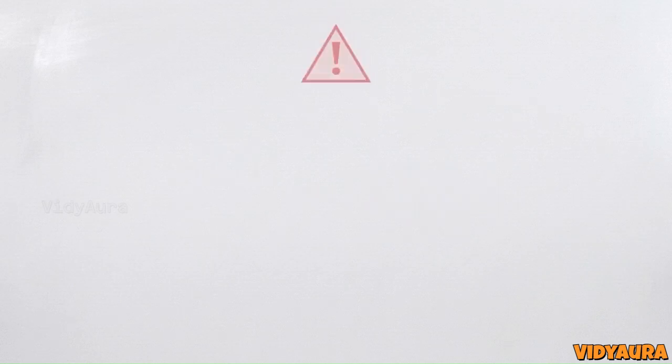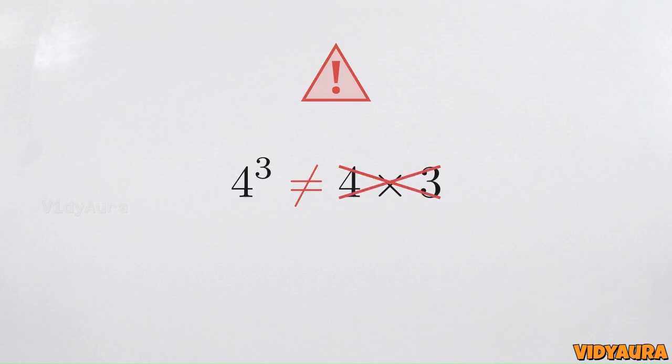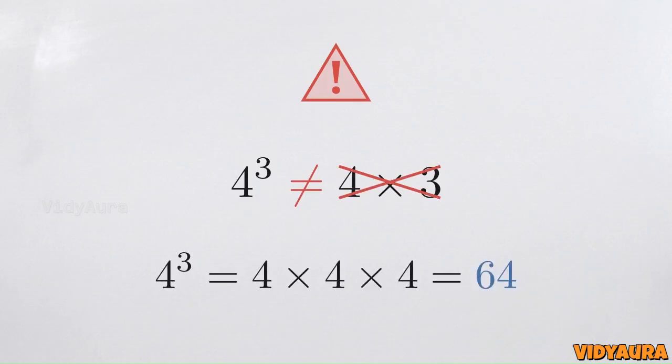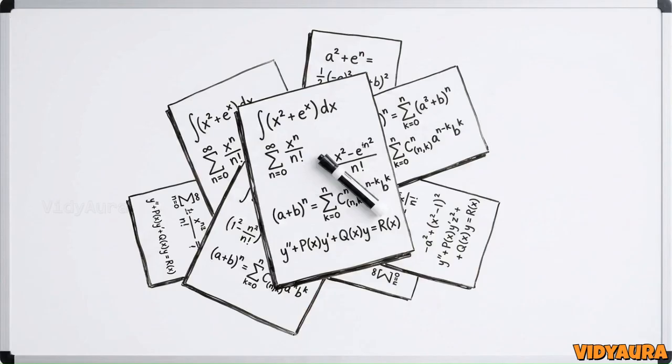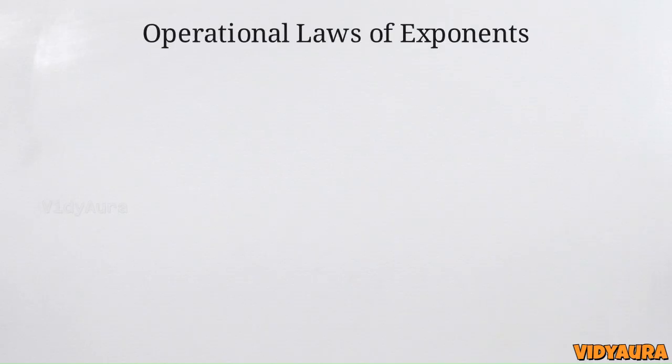There is a common trap here. 4 to the power of 3 is not 4 times 3. It is 4 multiplied by itself 3 times, yielding 64. Once you have multiple exponential terms in the same equation, you need specific rules to combine them, provided they share the exact same base. This graphic shows the two main operational laws.